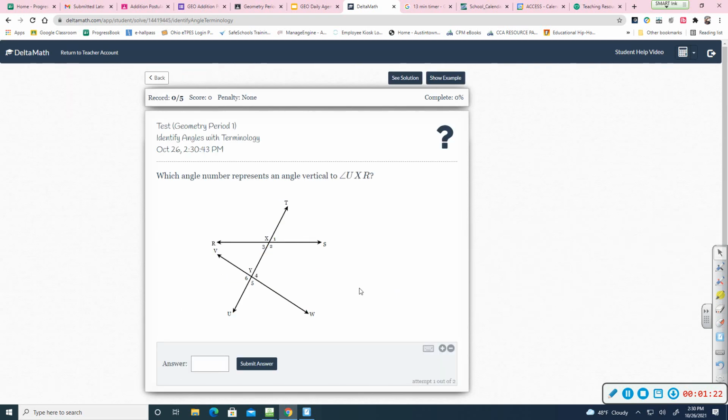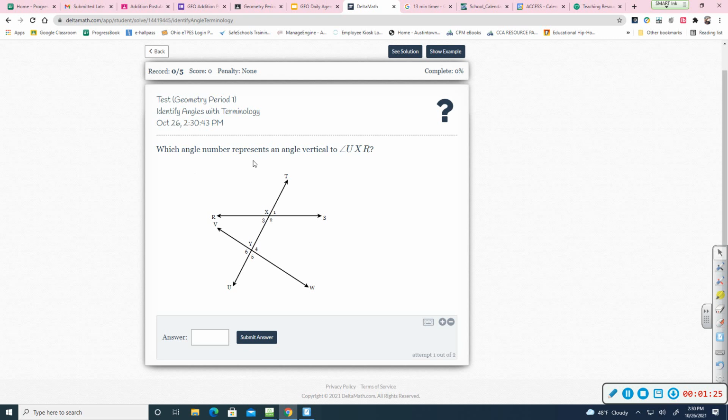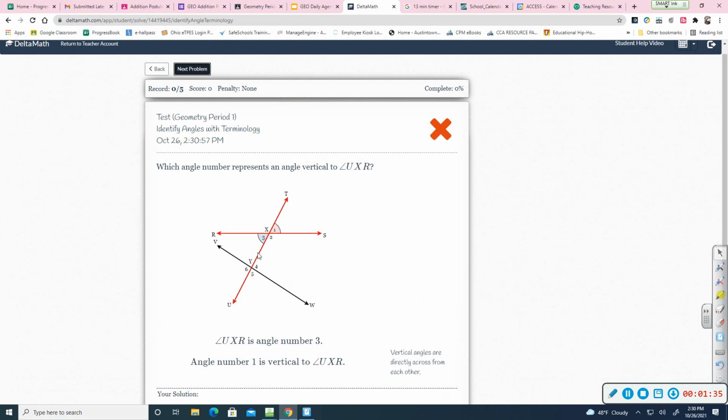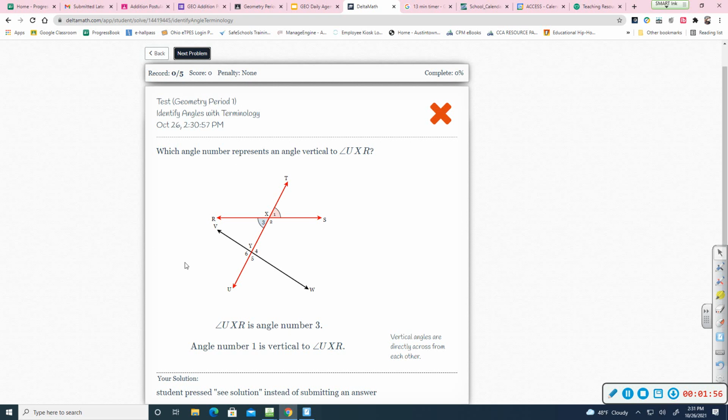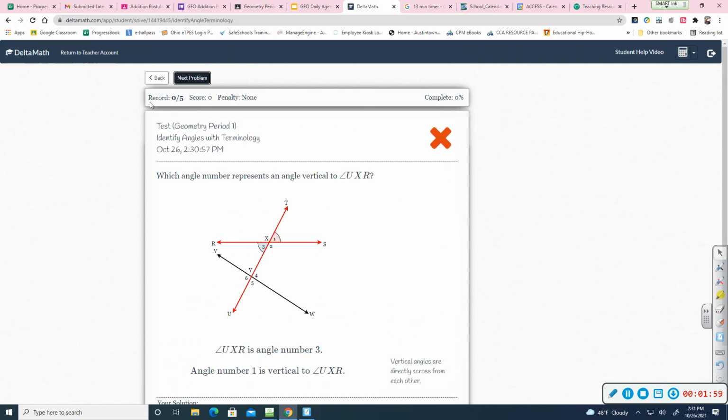We'll look at one more problem from this section. So which angle number represents an angle vertical to angle UXR? So here, angle UXR is angle 3, which if we click Show Solution, it will show us that. UXR is angle 3. Vertical angles are across from each other. So here you can see that angle 1 is vertical to angle 3. Angle 1 is the angle that is across from angle 3. So if you were completing this on Delta Math, you would type in 1 for angle 1. So the first 5 questions are from this section where you're identifying angles.